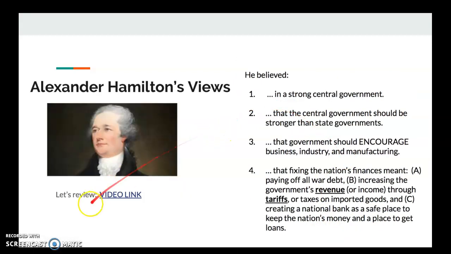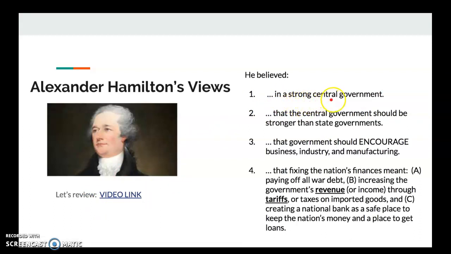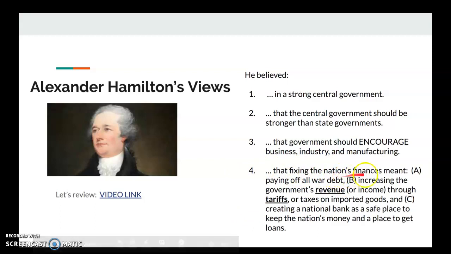So here's Alexander Hamilton. Again, there's a video link right here. Alexander Hamilton disagreed with other founding fathers in that he believed in a strong central government and that the central government should be stronger than the state governments and that government should encourage business, industry, and manufacturing, get that real healthy economic system set up. And that fixing the nation's finances would mean three things. Number one, it would mean paying off all the war debt. Remember, that would make us look more respectable in the eyes of other countries.